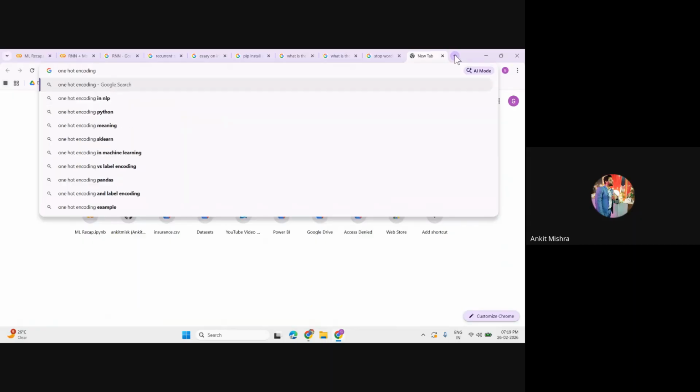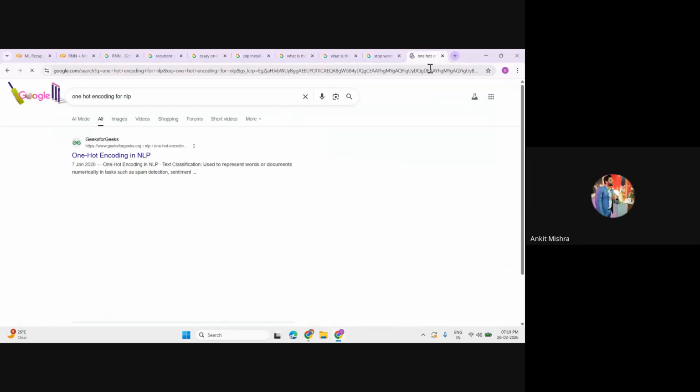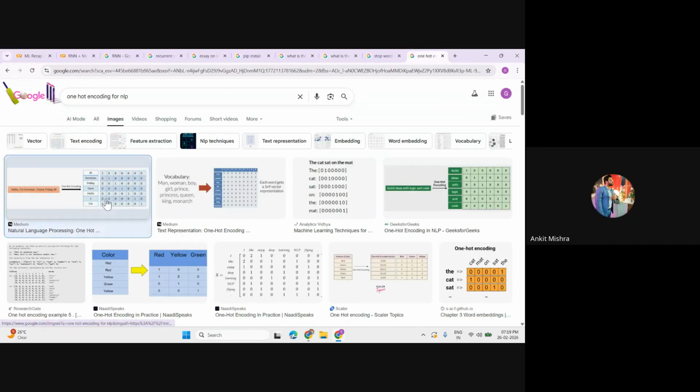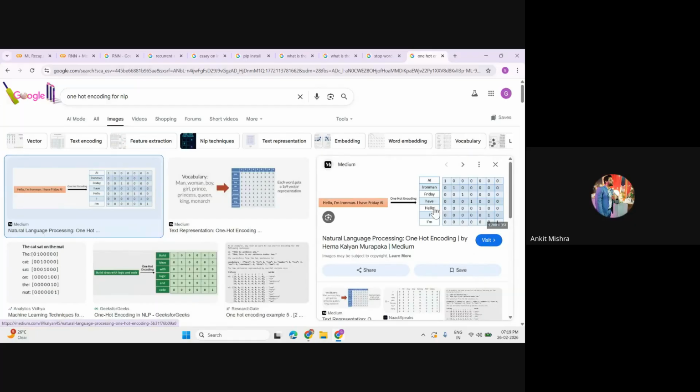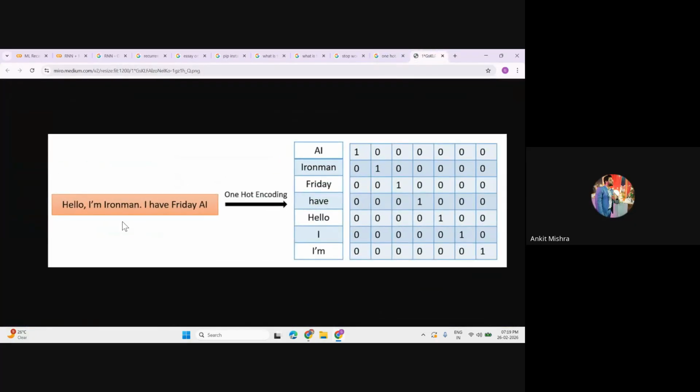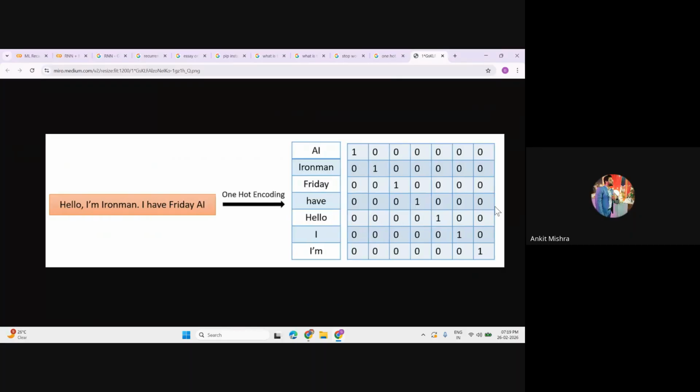Inside the one hot encoding for NLP, let me just write this as one hot encoding for NLP. So you're just treating each and every word as a vocabulary word, right? And you will try to convert it into a meaningful vector, and this is called a sparse matrix, right? Okay. Hello, I am Iron Man. I have Friday AI. This is the text. Okay, you can ignore the semantics or the sequence, right? Now we can simply convert this into the one hot encoding.